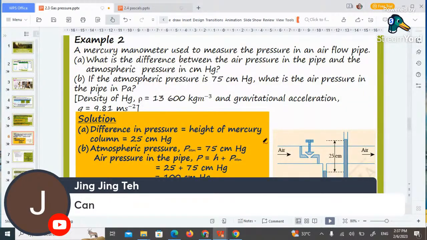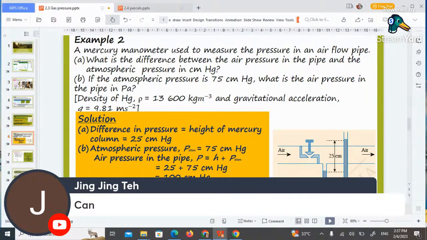Okay, look at example 2. Mercury manometer used to measure pressure in airflow pipe. What is the difference between air pressure in the pipe and atmospheric pressure in cm mercury? Okay, look at here. The difference in level is 25 cm. If atmospheric pressure is 75 cm mercury, what is the air pressure in the pipe in Pascal?